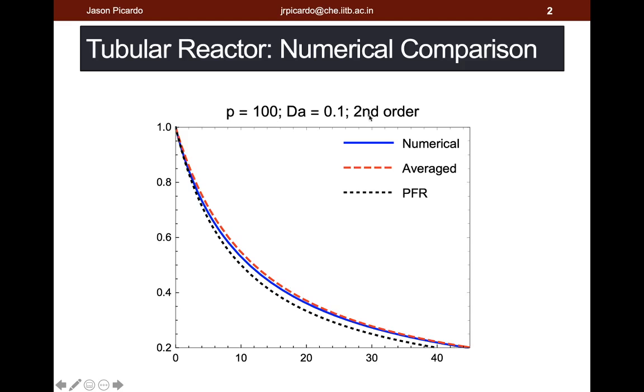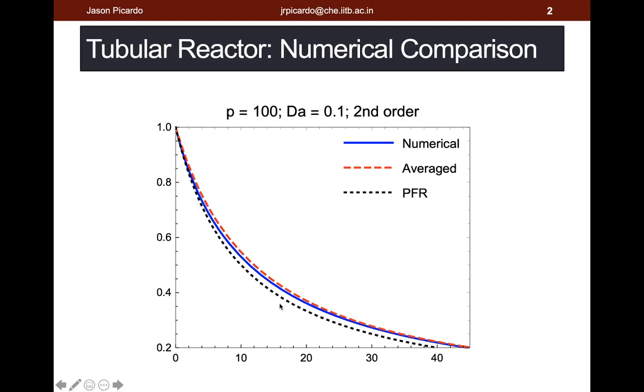So under these parameters and second order reaction rate kinetics, I solved the full PDE model, and I also solved our averaged model. The result of the full PDE model is the blue line, the averaged model is the red dashed line, and the PFR is the black dotted line. I'm plotting the concentration in the reactor as a function of the reactor distance, and you can see it decreases because the reaction is consuming the solute. The important thing to note is that the averaged model gives you a much better prediction than the plug flow reactor model, even if the Péclet number is quite large.